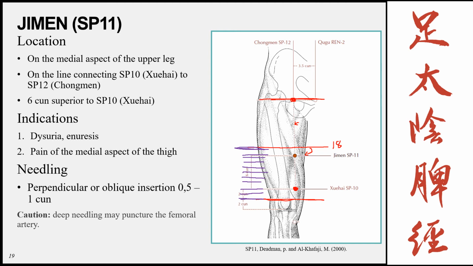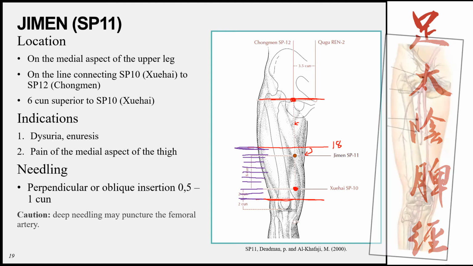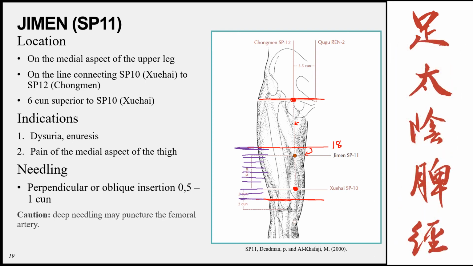The caution here is against deep needling, as this may puncture the femoral artery. If you look at the image I've just brought in on the right, here's the femoral artery running here. If we locate this point again, here's spleen 12 up here, down here is spleen 10. We draw a line between these points, and we go 6 tsun above it, putting us over here. As you can see in this particular individual, it would lie directly above the femoral artery. That's why we've got to be very careful on our depth, to not exceed this depth. Even though this point is going into the muscular portion of the leg, the depth is much shallower. So this is good to note.